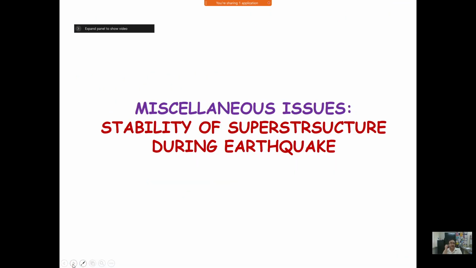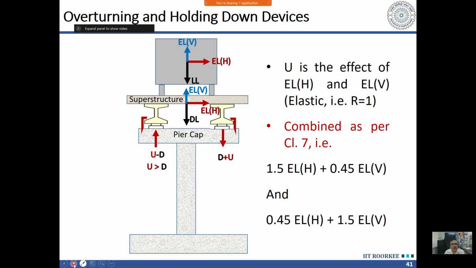Now, after this capacity design, I want to discuss some miscellaneous issues which we commonly find where there is some misunderstanding and our codes are not very clear. And one such issue is, okay, this is now clear. I should not say that the code is not clear.